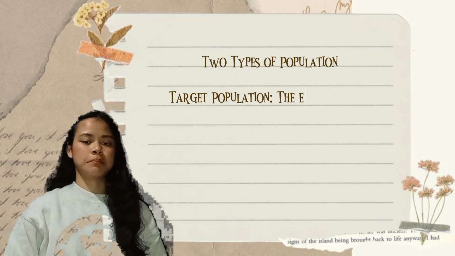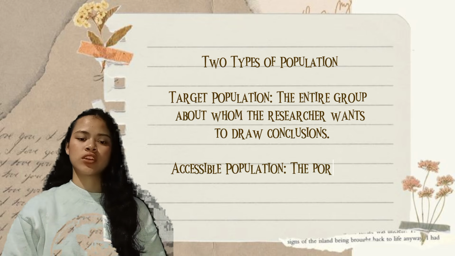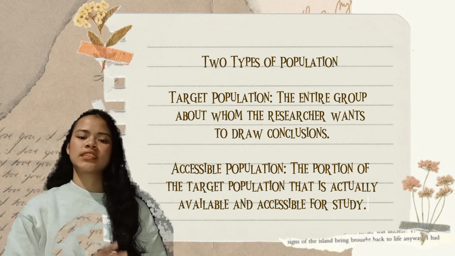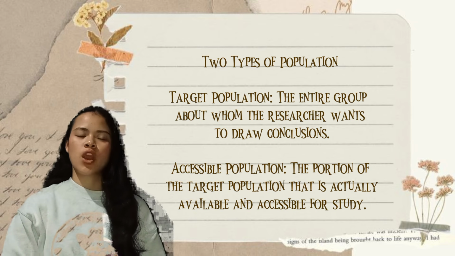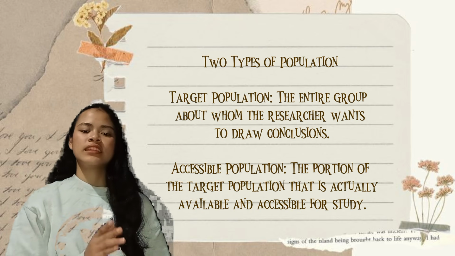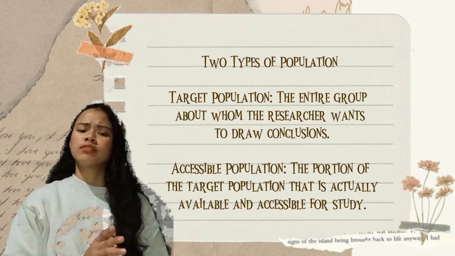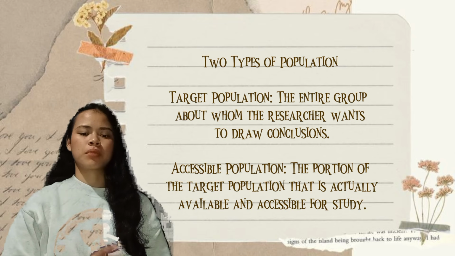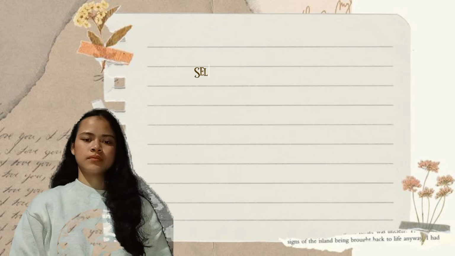Just like the sampling techniques, the population has two types: the target population and the accessible population. The target population is the entire group about whom the researcher wants to draw conclusions, while the accessible population is the portion of the target population that is actually available and accessible for study. Researchers often rely on accessible populations due to practical limitations in time, location, or resources.